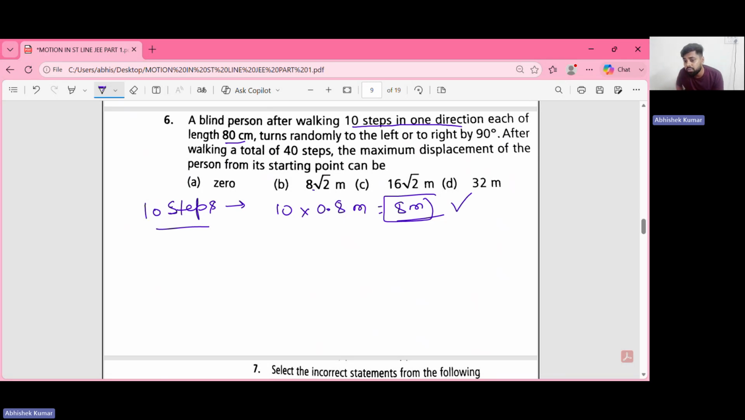So how many steps does he have to travel? 40 steps. Meaning 8, 8, 8, 8. If we talk about total distance, how much? If they ask distance, it is 32. But the question is what? Displacement. How is he traveling, left or right?